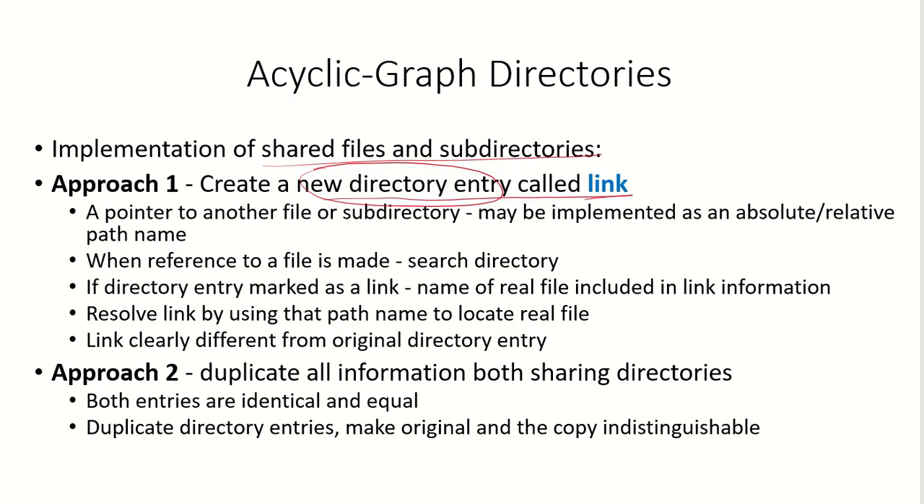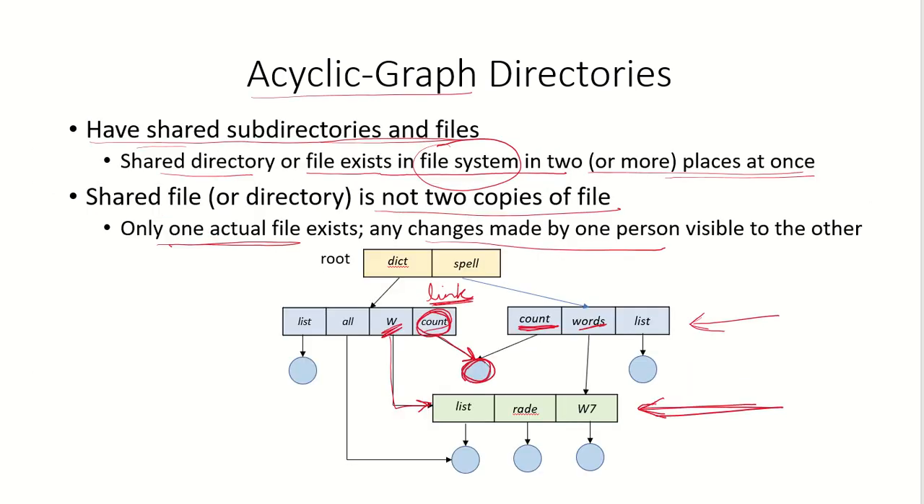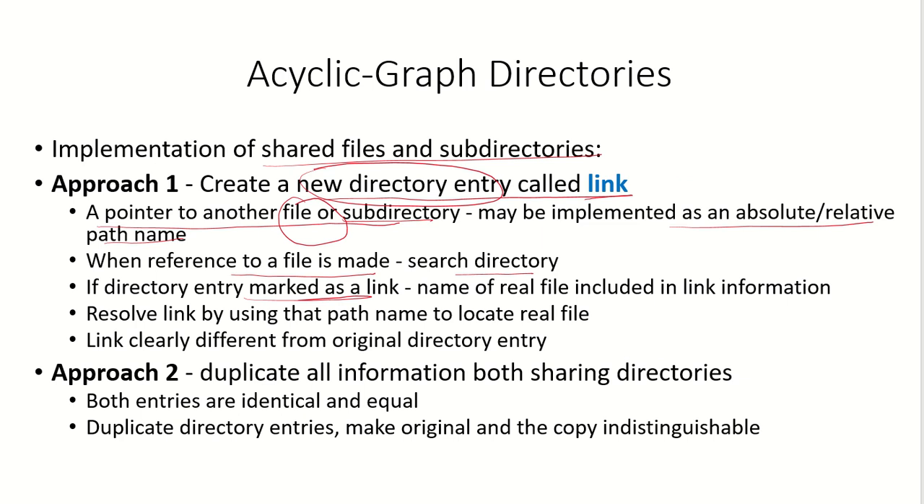and this link is just a pointer to another file or subdirectory. That means the file or subdirectory already exists, and this is just a pointer now, and it can be implemented as an absolute or a relative path name. So when any reference to the file is made, the directory is searched, and if the directory entry is marked as a link, which has been marked as a link over here, then that link is searched and the name of the real file is found from the link information, and this link can be resolved by using that path to go and locate the real file.